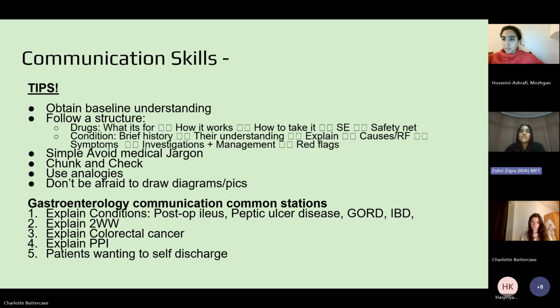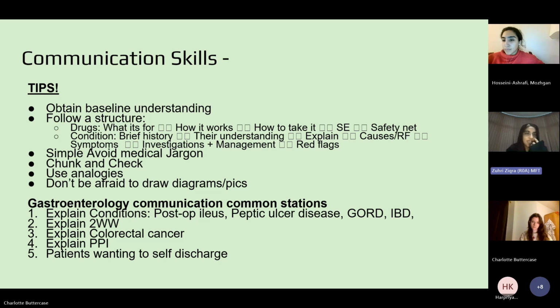If it's conditions, take a brief history, what they came in with, get their understanding. You then explain the condition. Get the causes in, risk factors, symptoms, talk about future investigations if it's relevant, and then red flag them all the time. Chunk and check them, summarize, use analogies, get a diagram in there as well.